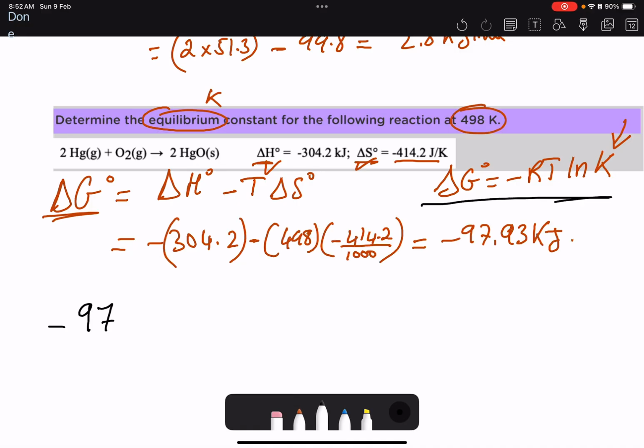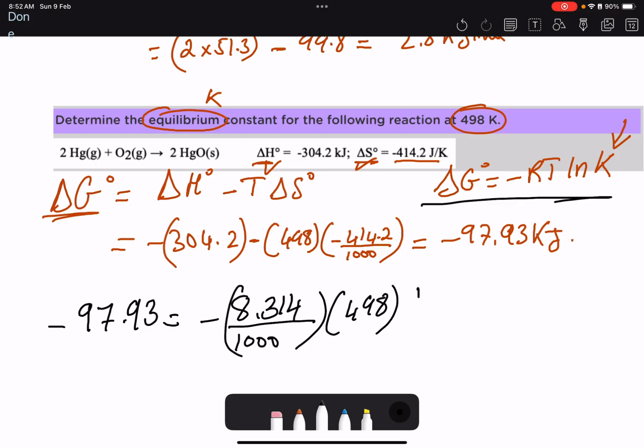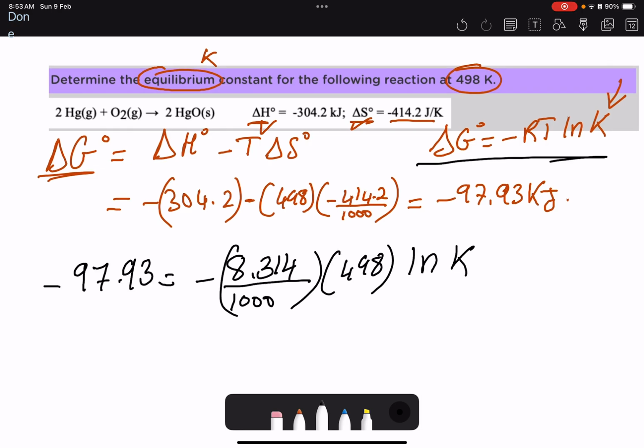Now let's use the second formula. This 97.93 is going to be equal to negative RT ln K, and the temperature is 498, and ln K. Plug this into your calculator. Since delta G is a negative value, I expect K to be a large number above 1. And indeed, after we do our calculation, it is 1.8 times 10 to the power of 10.